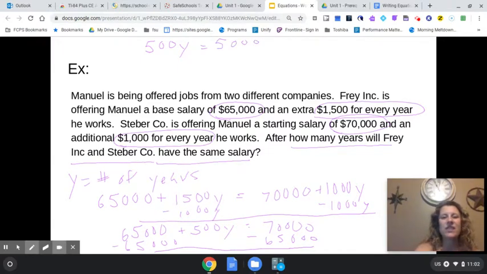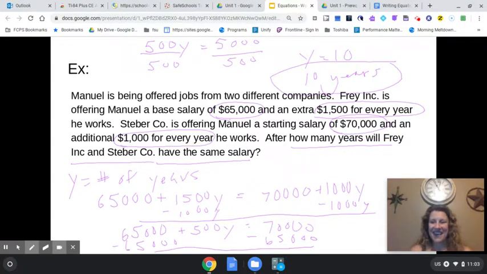And we're going to divide both sides by the 500. All right, we get y equals 10. So in 10 years, these two companies would have the same salary. All right, guys, those are the examples that we're taking a look at today for writing equations from word problems.